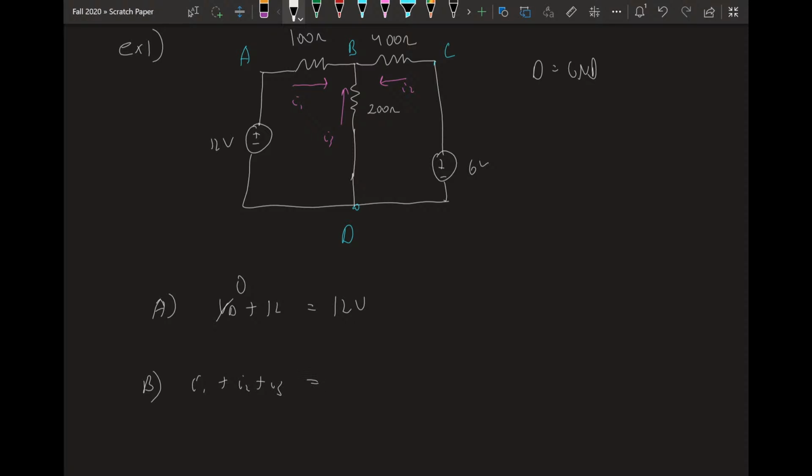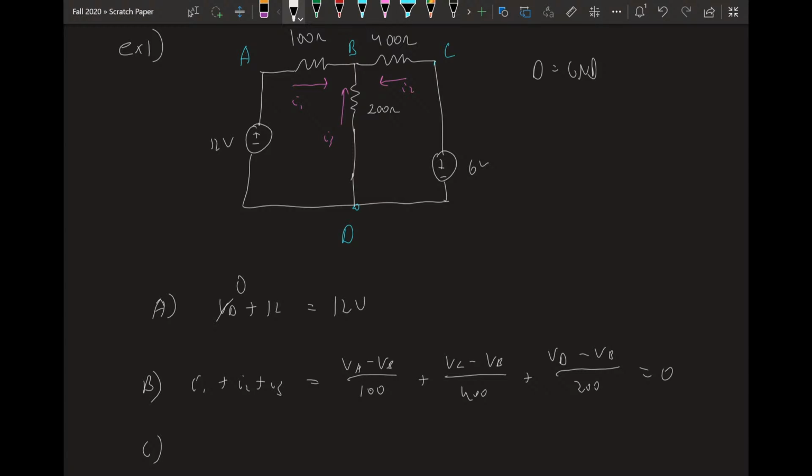But we can write these in terms of node voltages. So for node B, I1 is voltage at A minus the voltage at B over 100 ohms. I2 is, no, sorry, I2 is the one on the top right. I2 is the voltage at C minus the voltage at B over 400 ohms. And I3 is the voltage at D minus the voltage at B over 200 ohms. And that equals 0. All right, let's look at C now.